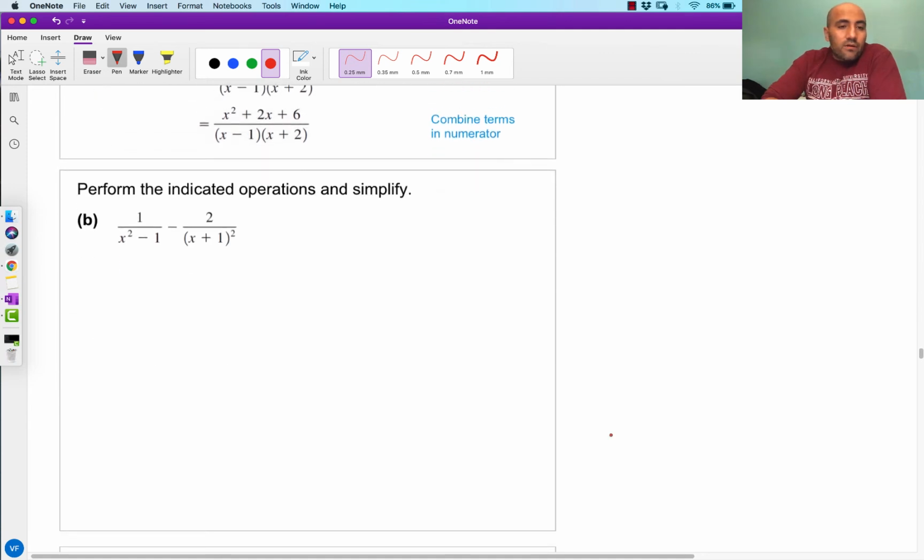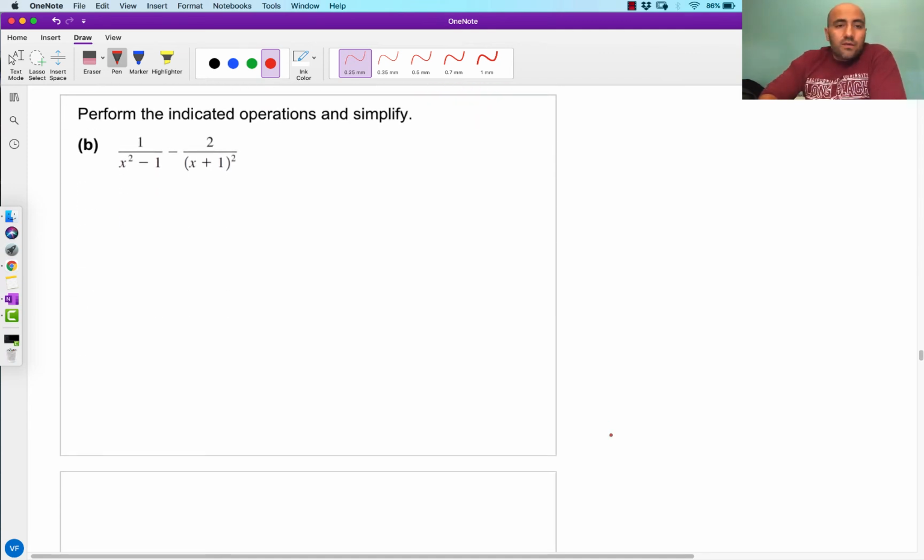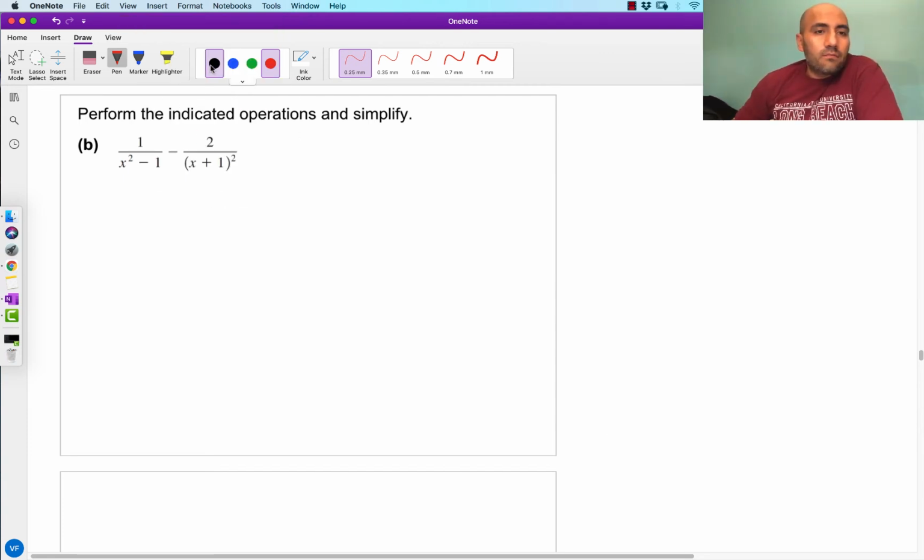Okay, moving on. What about something like this? Again, we want to find the least common denominator. So the first thing I would do is factor out everything. So this guy, we have something squared minus something squared. This factors as x plus 1 times x minus 1. And well, this one is just x plus 1 squared, sorry. So it's just two copies of this thing.